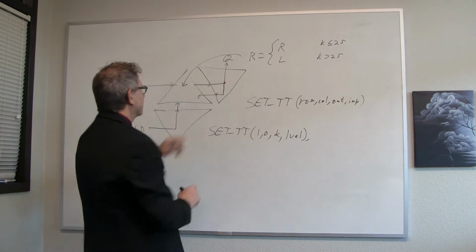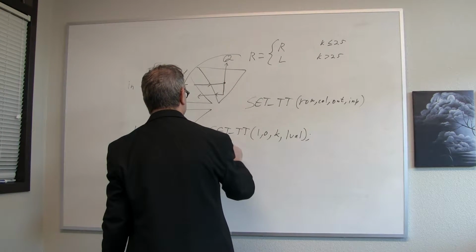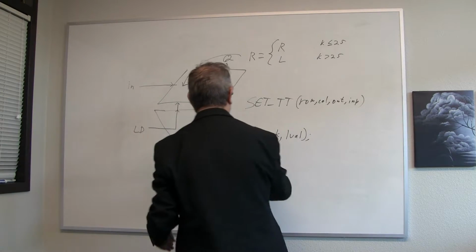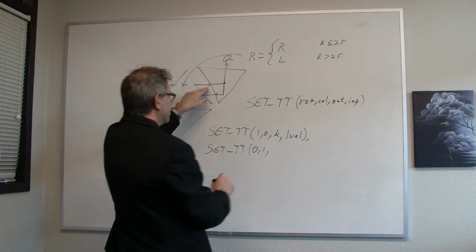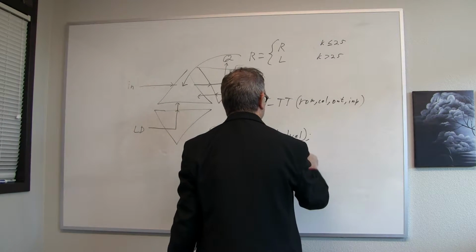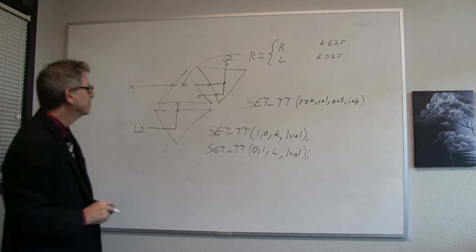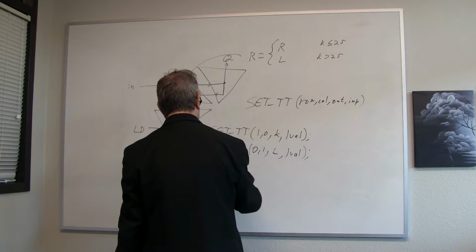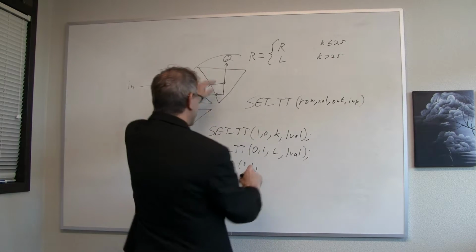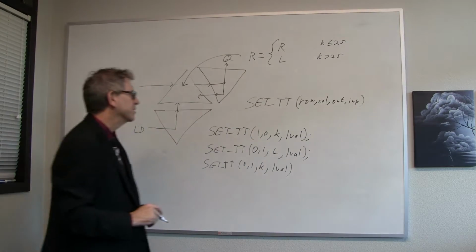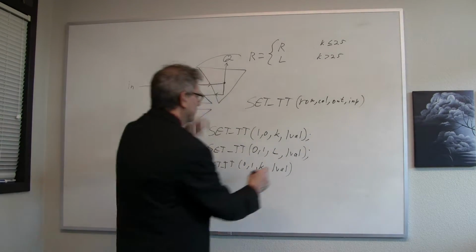This cell up here, we need a pair of equations. setTT, so this is row 0, column 1, and we're going to set its left output to be whatever value is coming in on the left. And setTT 0, 1, and we want its K value to also be whatever is coming in on the left. So that mimics this piece of the wire.